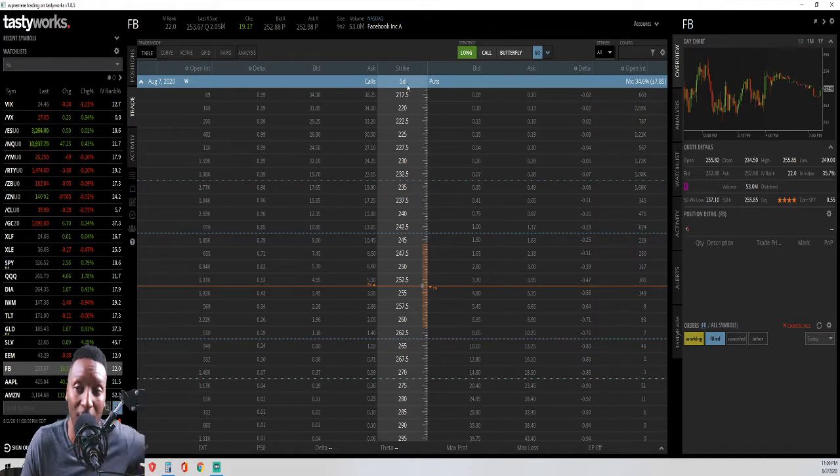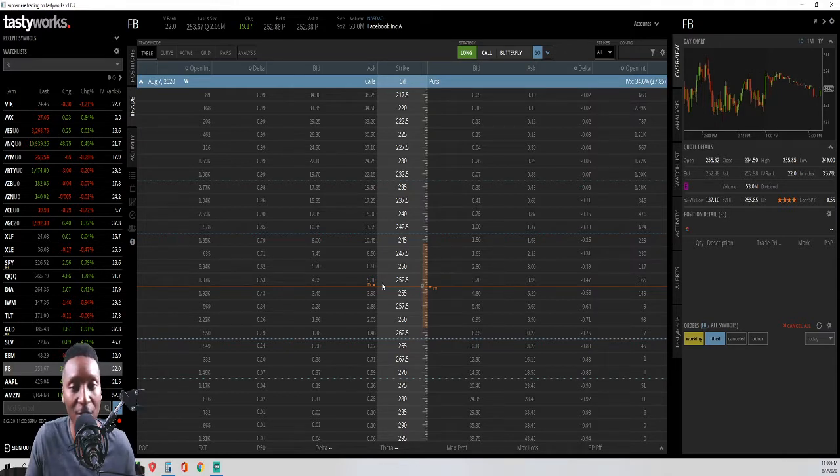This contract is going to expire on Friday. So I could come in and buy this option right here on August 7th. This option will cost me $530. So instead of buying 100 shares for $25,000, I could get long Facebook for $530 for the next 5 days. That's reducing your cost basis so that you don't have to buy 100 shares of Facebook. That is one of the benefits.